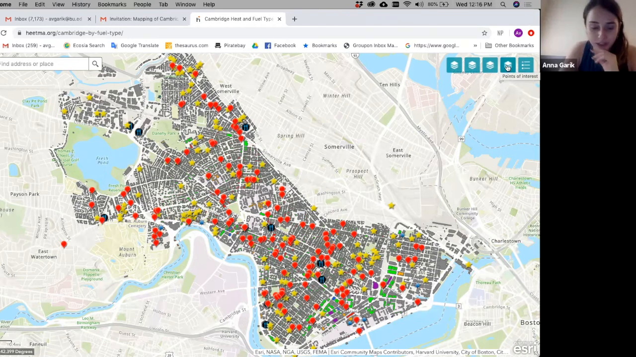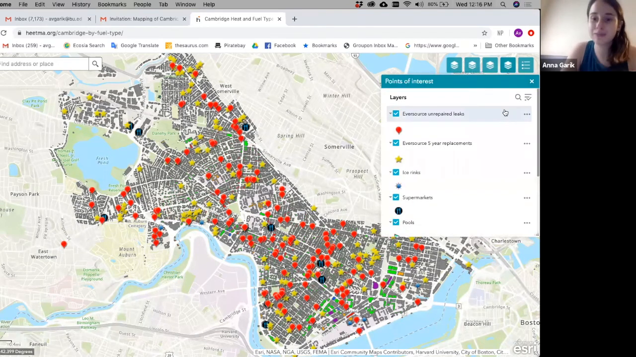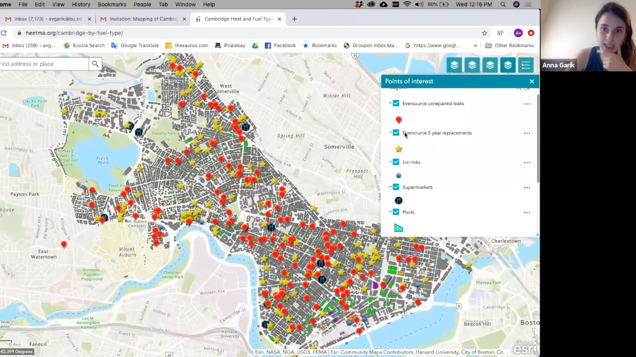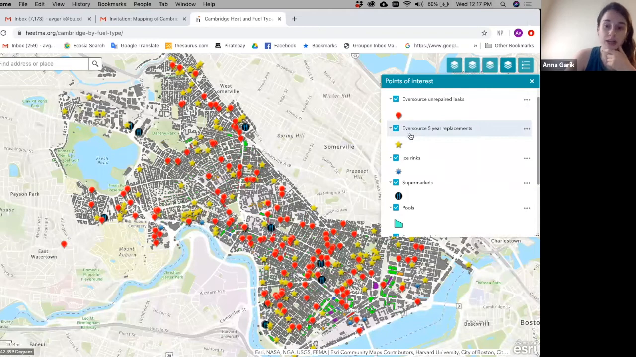Oh, I forgot an important one. Yeah. Sorry. And here are the points of interest. So the little red bubbles are Eversource unrepaired leaks. And then you can also see where Eversource is planning to replace gas pipes in the next 5 years.